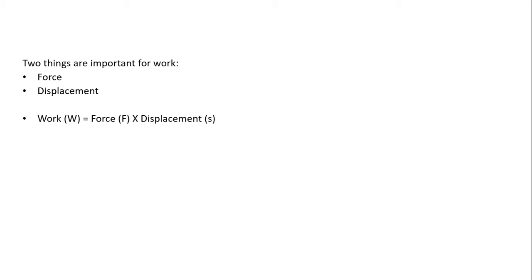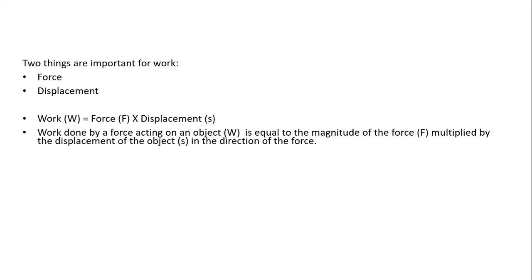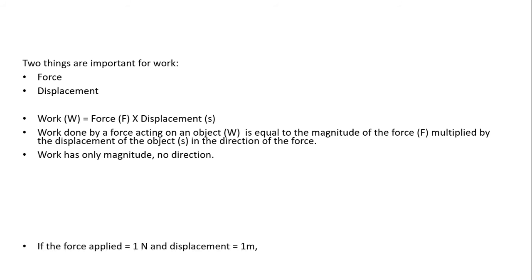How will we define work? Work done by a force acting on an object is equal to the magnitude of the force multiplied by the displacement of the object in the direction of force. Work has only magnitude, it doesn't have any direction.